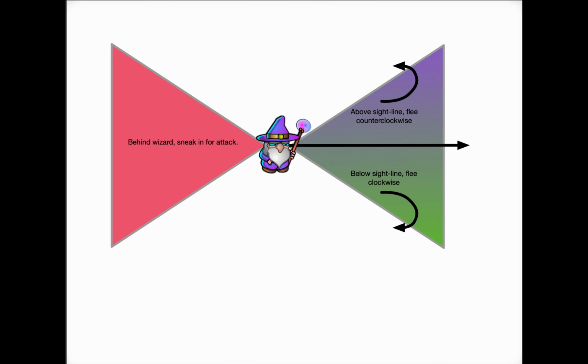Now, what we're going to do is get the wretch to behave differently depending upon where in this diagram the wretch finds himself. If he's above the sight line, he's going to try and turn and run this way. That's because if he turns the other direction and the wizard fires a zap of lightning, then there's a higher chance that the lightning is going to hit him. So he's going to try and turn away from where the wizard is shooting. Similarly, if he's below the line, he's going to flee away from where the wizard is shooting. If he's behind the wizard, he's going to try and run in for an attack. And if he's in these areas here, he's not really going to do anything.